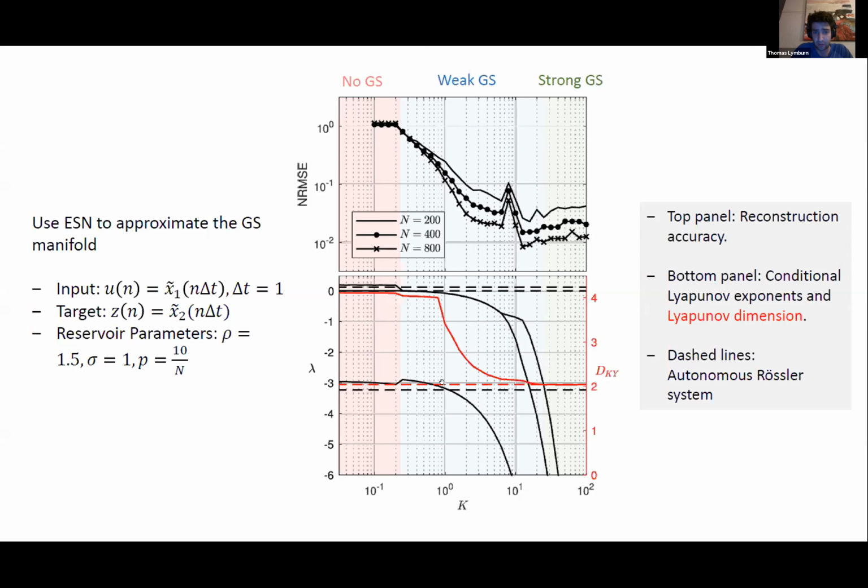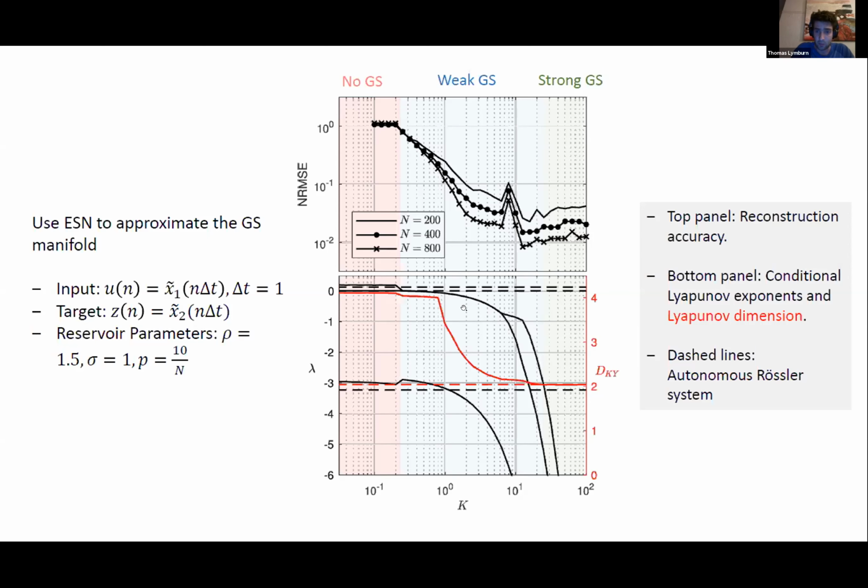In this blue regime in the middle, I don't know how clear that's coming up. It's probably quite difficult to see, but essentially from about 0.2 up to maybe about 20 or so, we have weak GS, right? Where the largest of our conditional Lyapunov exponents is still larger than the smallest of the Lyapunov exponents of the drive system. And then over here we've got strong GS, where you have the simple instantaneous function over here.